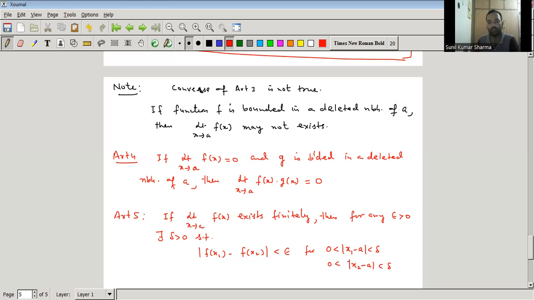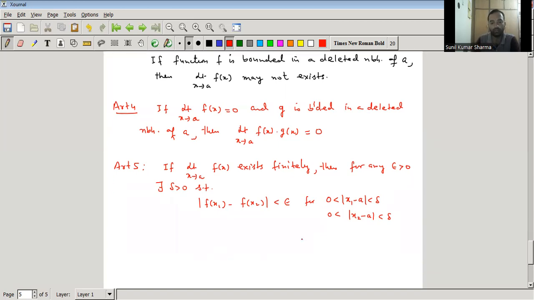x1 and x2 be any 2 points within the delta neighborhood of the point. So you try to prove these article numbers 4 and 5.